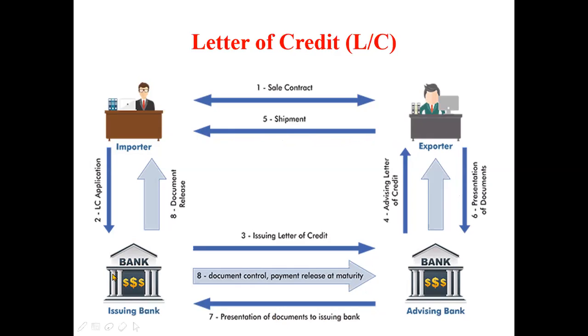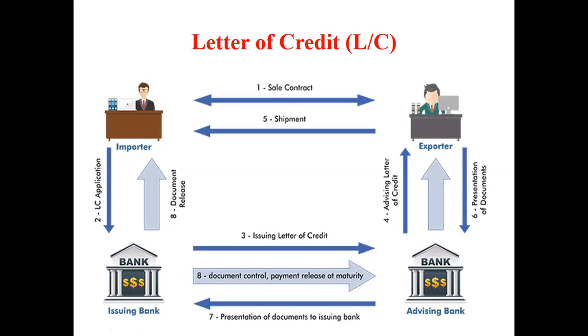They will do the scrutiny of the documents. After scrutiny of these documents, if they are satisfied, then what will they do? Then the issuing bank will tell the advising bank to make the payment to the exporter, and at the same time, they will hand over the documents of title to the importer. Since the importer now has the document of title, he can take the delivery.